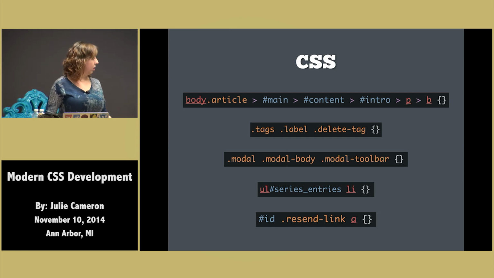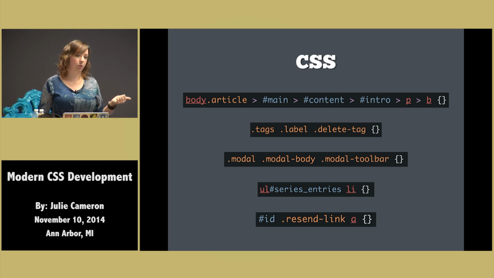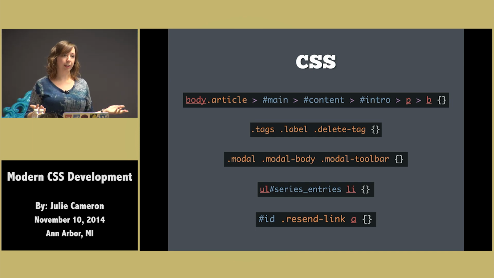I don't know. UL series entries LI. All right, we're saying our series entries have to always be an unordered list. We can't ever change them, or else we're going to have to change our CSS too. This is just a pain. What if we want to put them in a definition list? Or God forbid we change it to an ordered list, because then we just broke that.